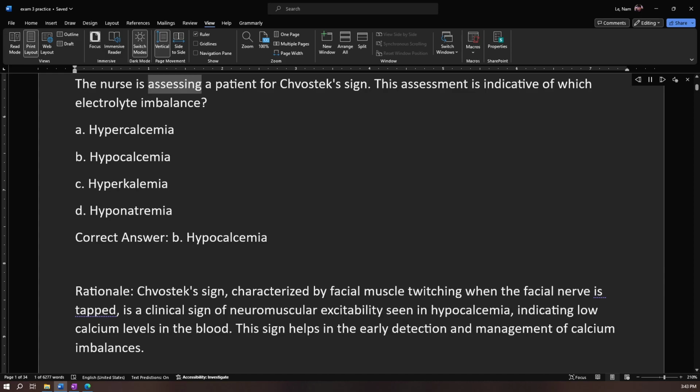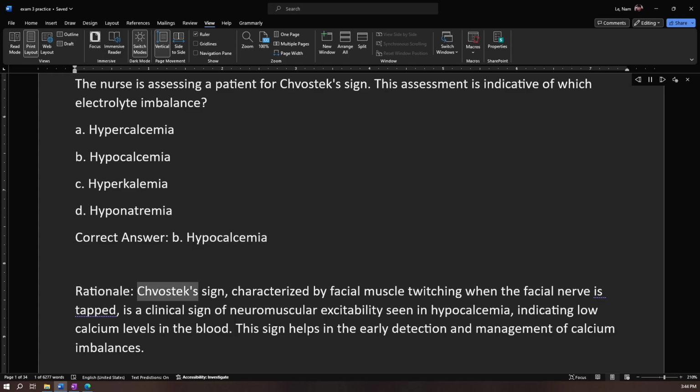The nurse is assessing a patient for Chvostek sign. This assessment is indicative of which electrolyte imbalance? A. Hypercalcemia. B. Hypocalcemia. C. Hyperkalemia. D. Hyponatremia. Correct answer: B. Hypocalcemia.